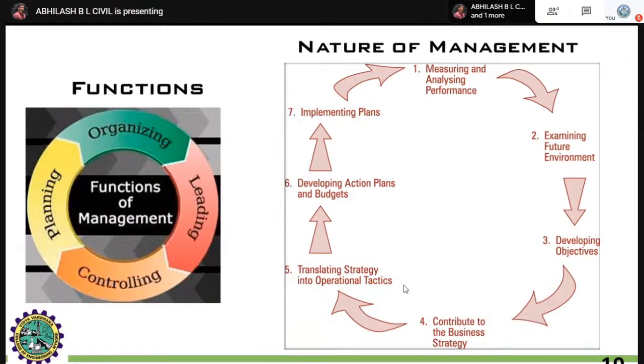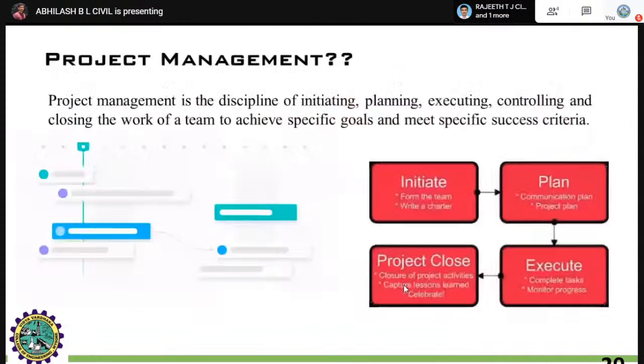Next, developing the objectives. Why you need to construct that, in what manner you have to construct, like that you have to set the objectives to understand the different types of management. Next, contribute to the business strategies. Loss or profit depends upon the complete management techniques. Translating strategies into operational tactics. Next, developing action plans and the budget for the particular construction, and implementing the plan, that is the execution stage. These are some of the nature of overall management.